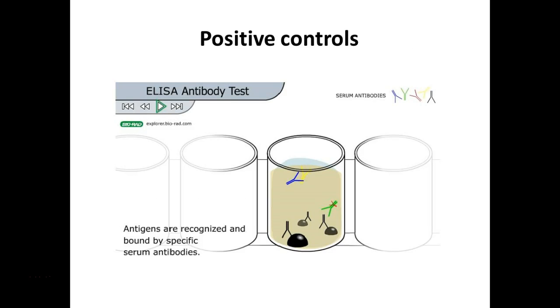So positive controls, this should happen, right? But we're not going to see it. But this is what should happen. The antibody should bind to the antigen that we stuck in the wells.